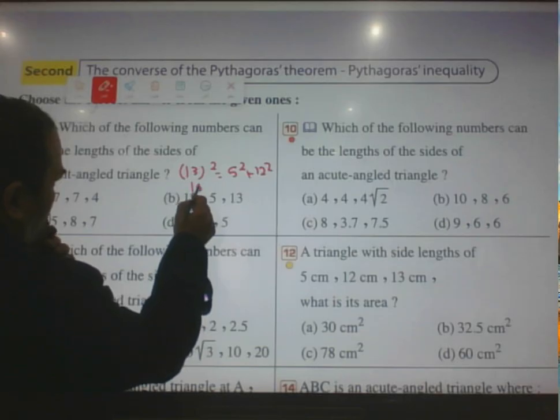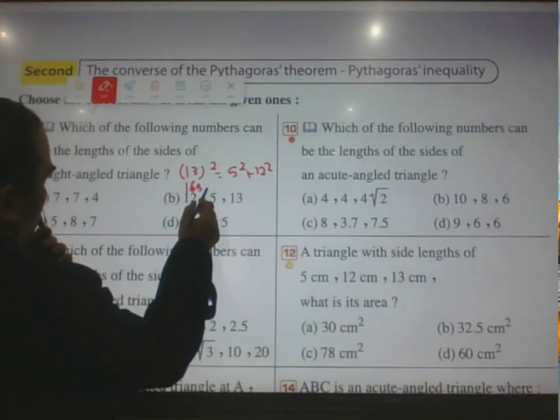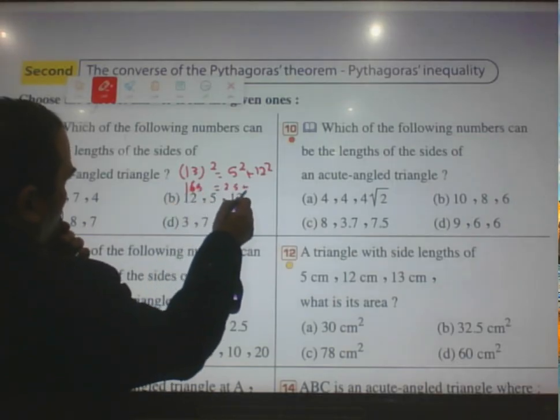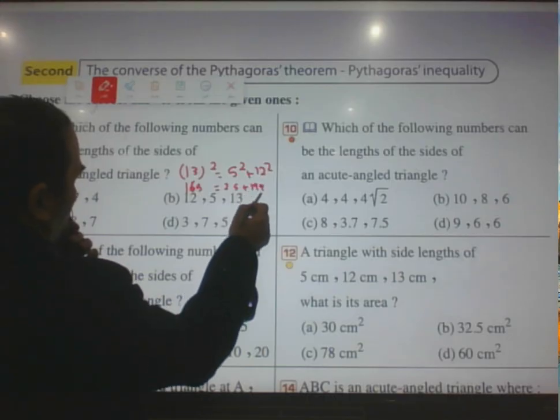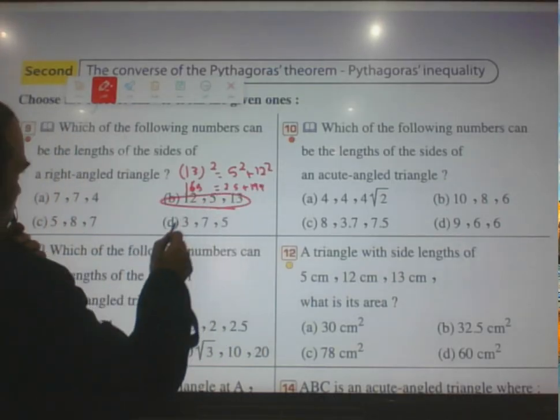The answer here, 169 equals 25 plus 144. Then we must choose letter B.